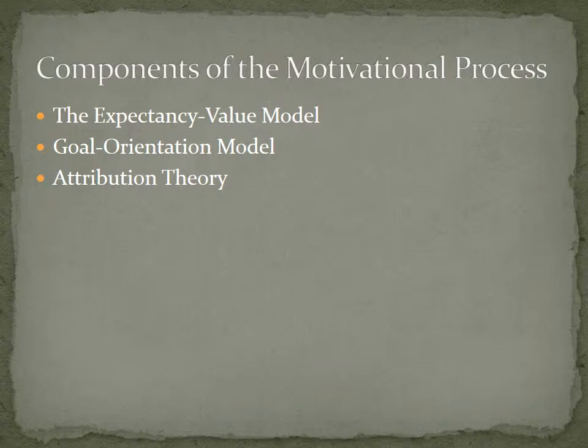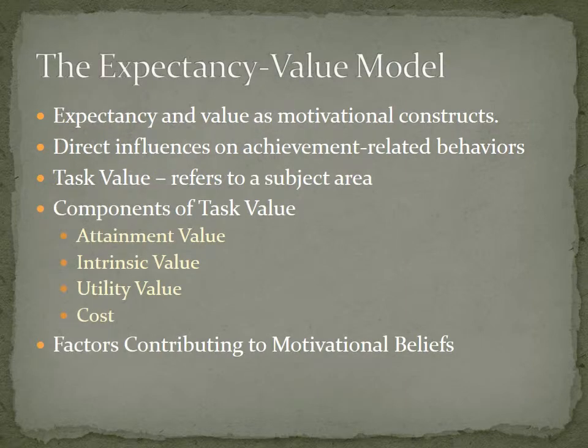The motivational process is made up of three components. Those components are the expectancy value model, goal orientation models, and the attribution theory. Let's go ahead and look at the expectancy value model. The first component of the motivational process is the expectancy value model.